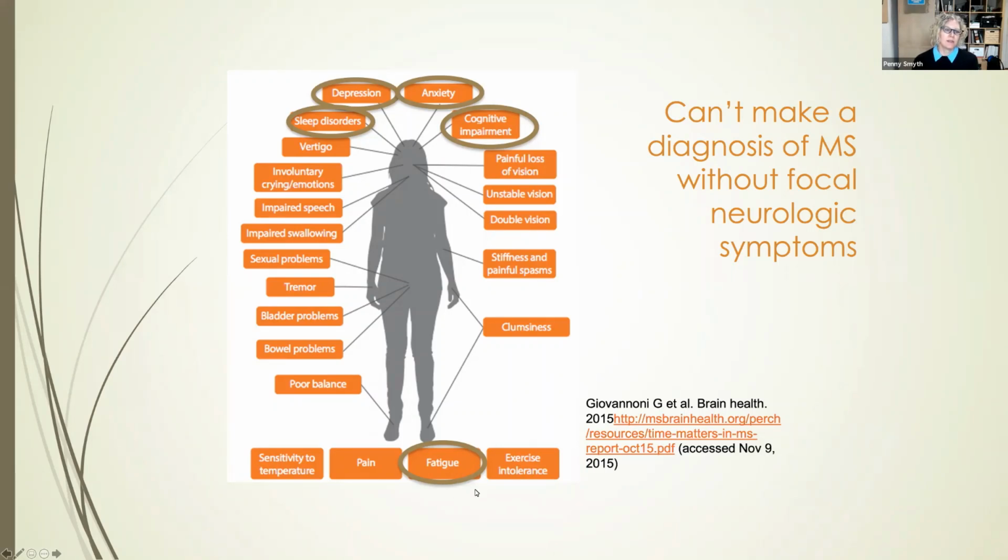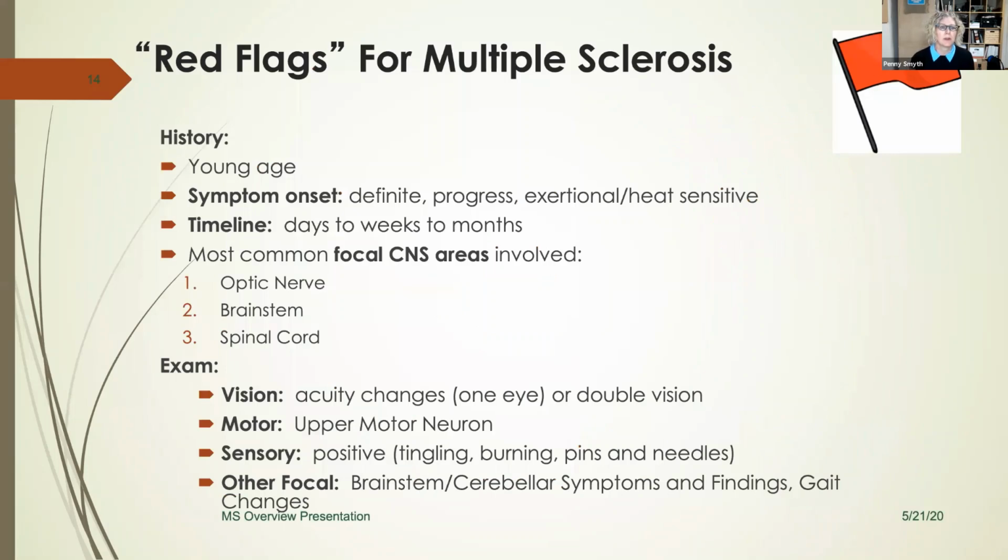I circled these things of fatigue, depression, anxiety, cognitive issues, and sleep, because those are really common symptoms of MS, but you actually can't make a diagnosis of MS based on those symptoms alone. You need to have the other things of what we call focal neurologic complaints in order to make a diagnosis of MS. And that's because a lot of people live life with depression, anxiety, fatigue, and may not have MS in the end. The problem is that when they type that into the Google machine, the first thing that comes back is MS. So they think that they have MS. So a lot of what we do as MS clinicians is actually rule out MS for people. And we use these red flags to try and diagnose MS.